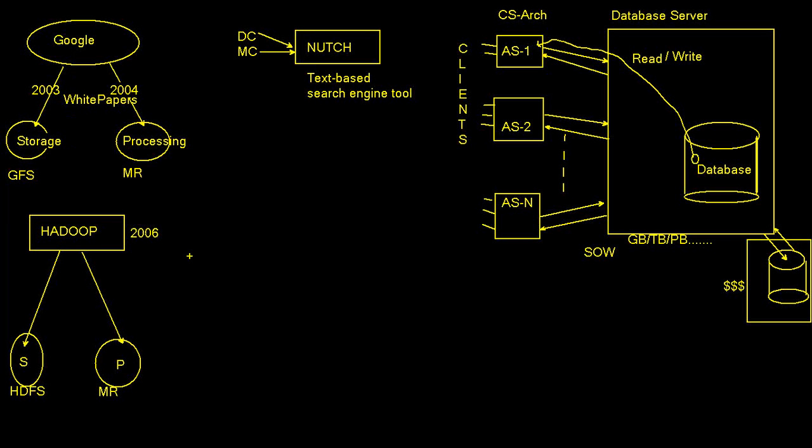Now, forget about Nutch. Nutch is gone. Why? They had gained some experience from the white papers, the specification documents that Google released. They understood, okay, this is what we need to do and this is what we will do, and that's what they have done, and they released the first version of Hadoop.